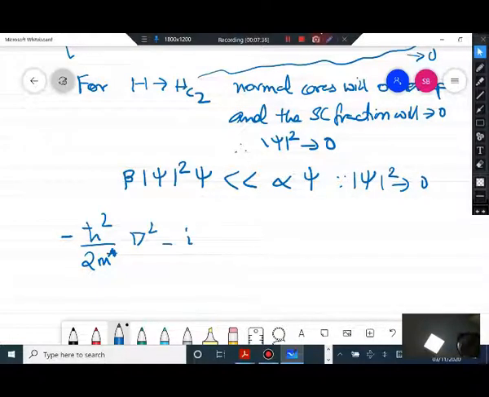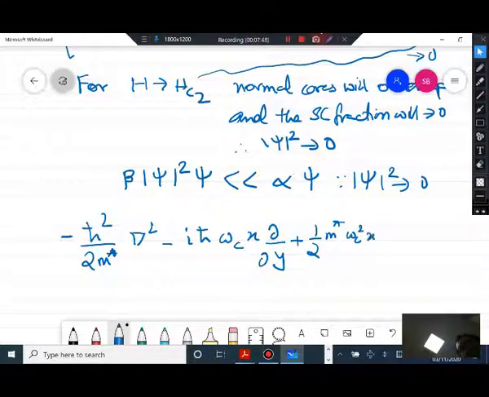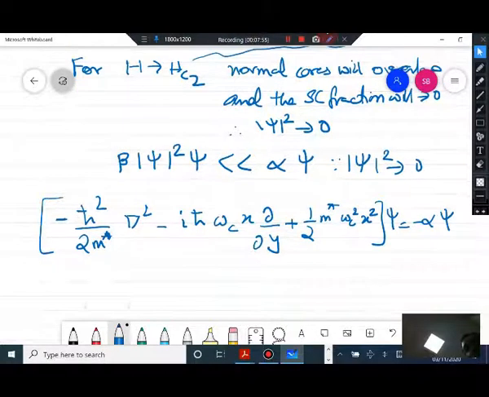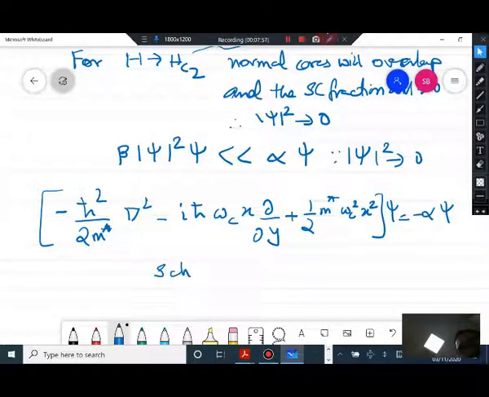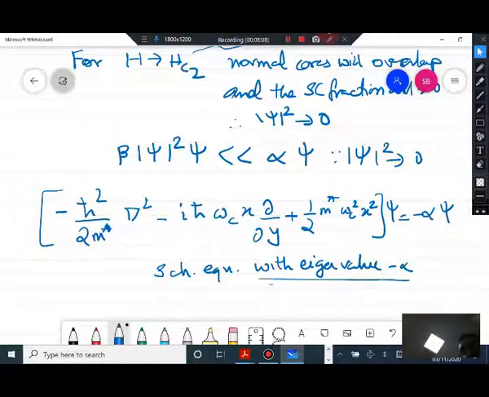del square minus i h cross omega c x del by del y plus half m star omega c the whole square x square psi is equal to minus alpha psi. This is nothing else but a Schrodinger's equation. This is like a Schrodinger's equation with eigenvalue minus alpha.